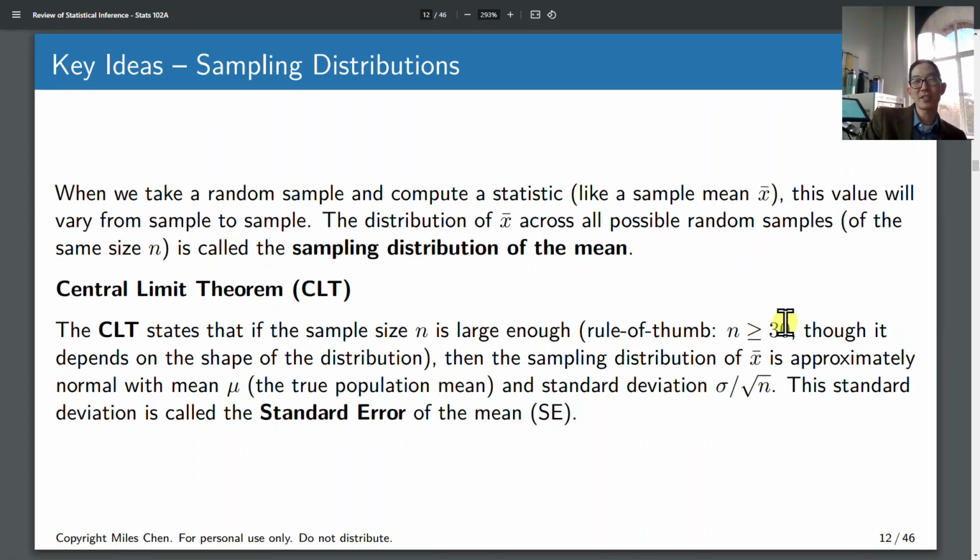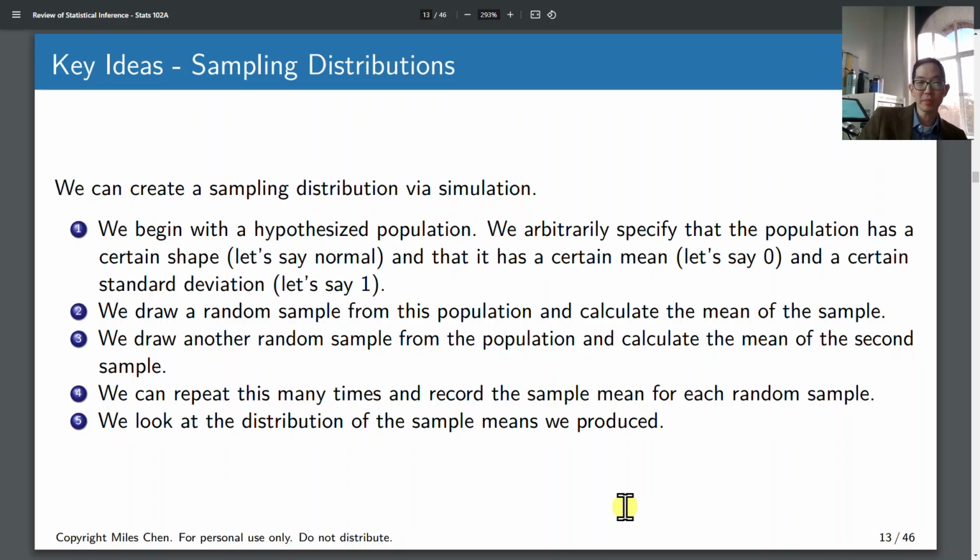And then things that are highly skewed, you might need a much bigger sample, or we would recommend taking the log or doing some kind of power transformation. But most day-to-day things, a sample size of 30 or more is going to be big enough.